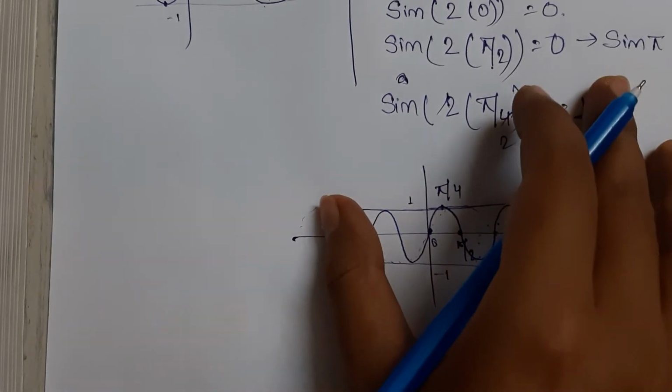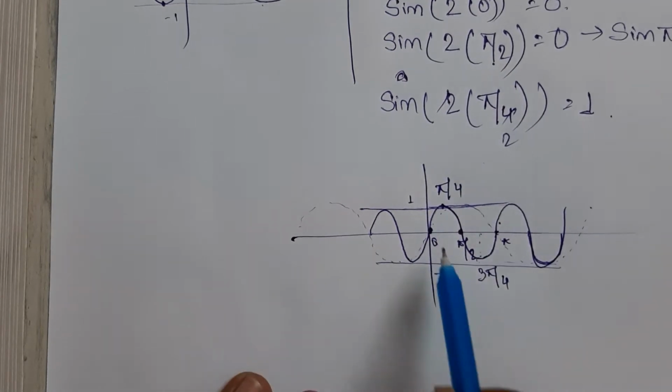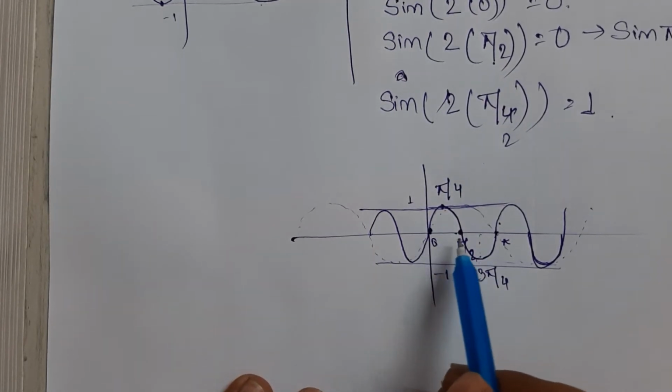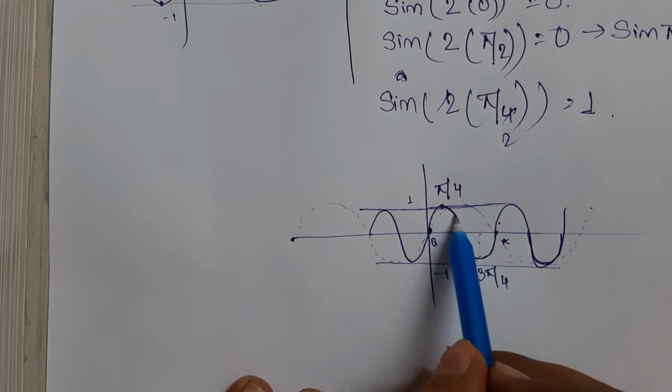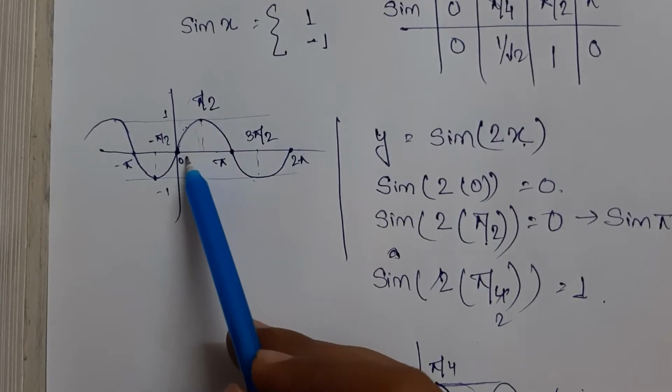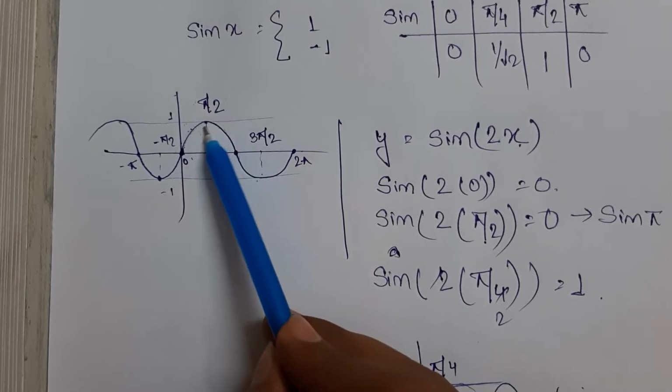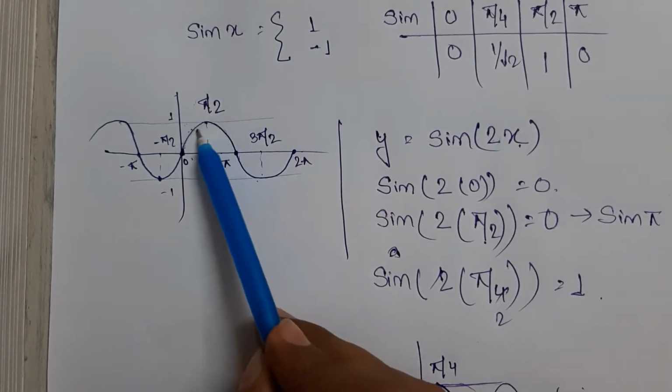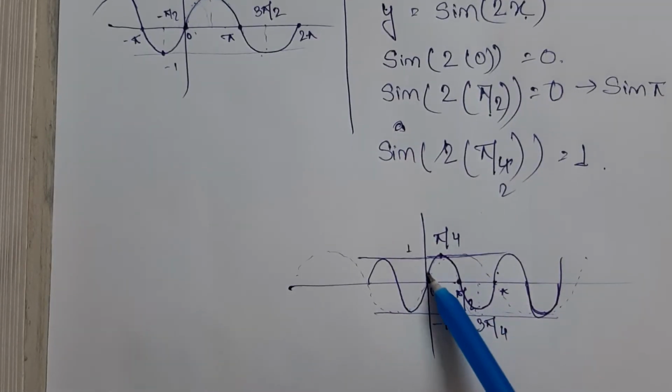So what is the change here? Here the frequency is changing, right? Frequency is getting changed. Earlier, suppose this is a pulse. Earlier in this pulse there was one completion. Here there are two waves, right? So the frequency is getting changed.